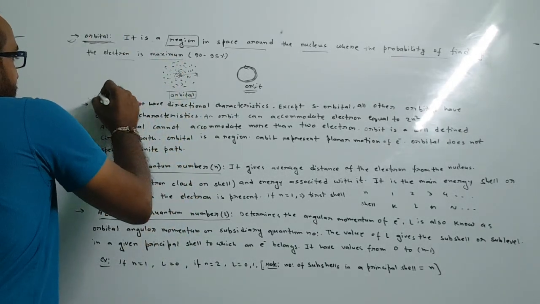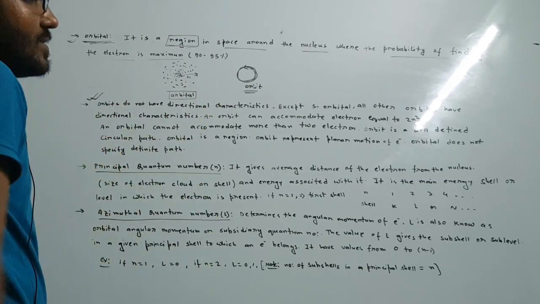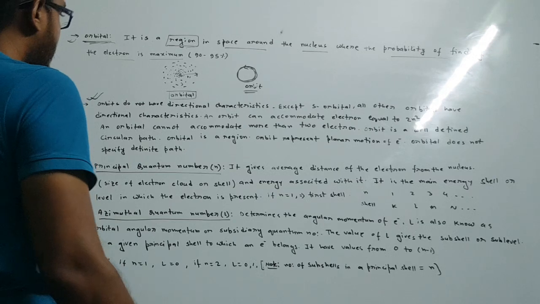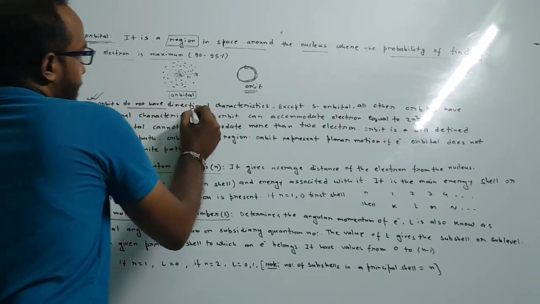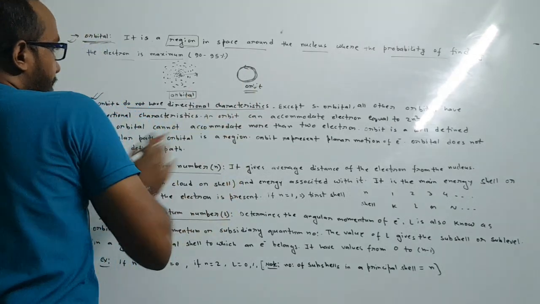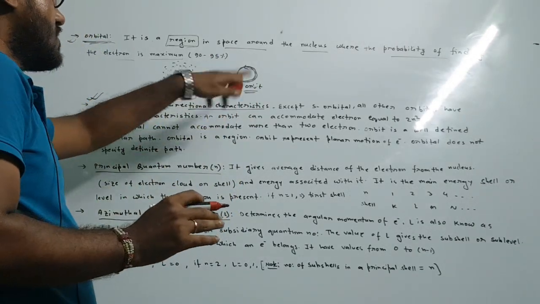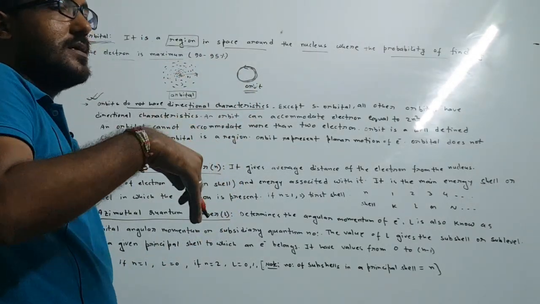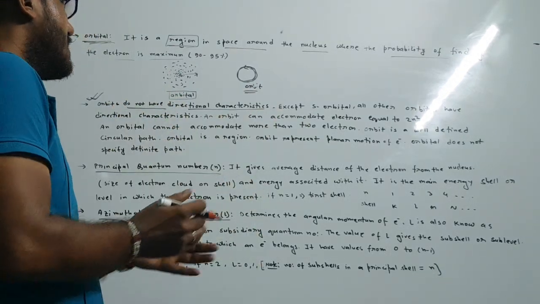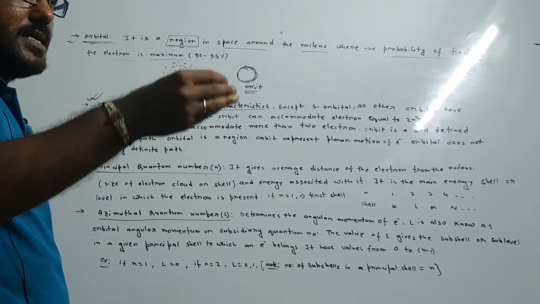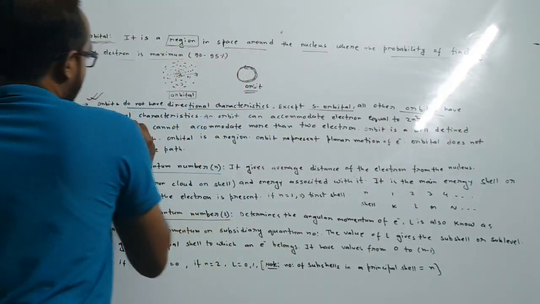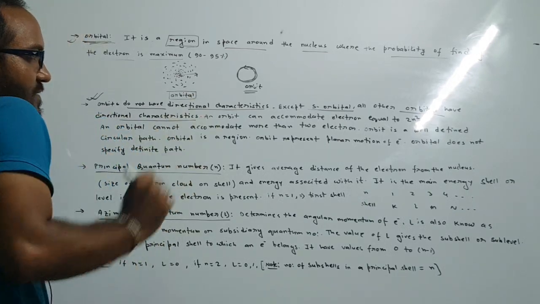So see, here I have written down some differences between orbit and orbital. This is important from your exam perspective. It may come in your exam. Orbit does not have directional characteristic. That means it doesn't have any particular direction because it is rotating in a particular orbit only. But orbital has a directional characteristic because it may be distributed in x, y, z coordinates. So except s orbital, all other orbitals have directional characteristic. This is the first difference.